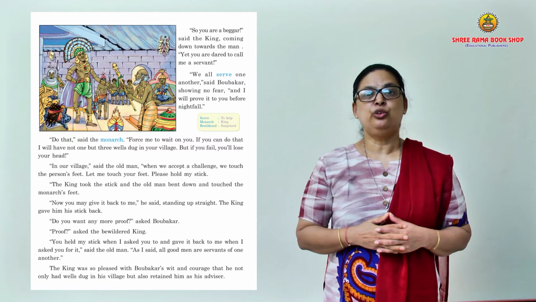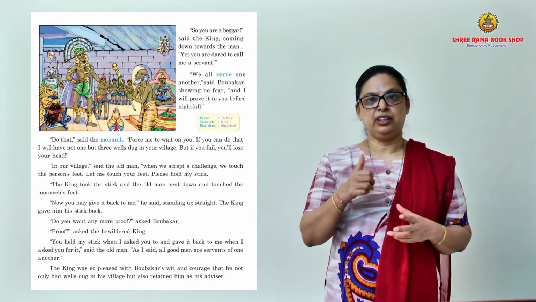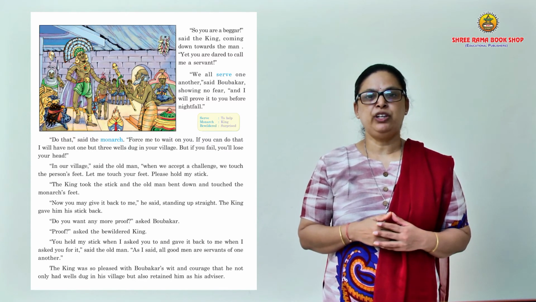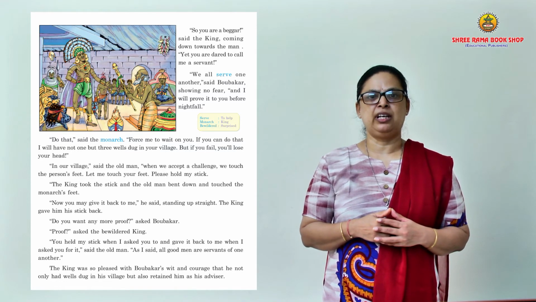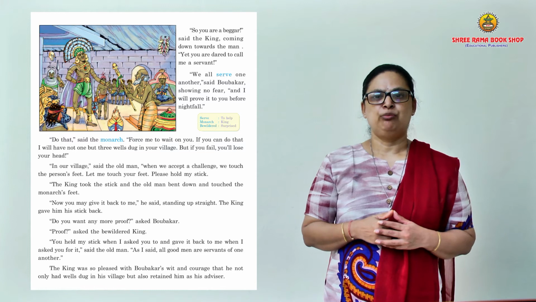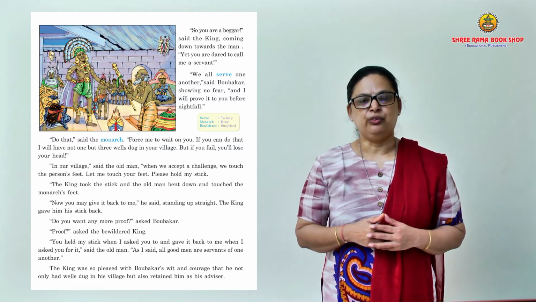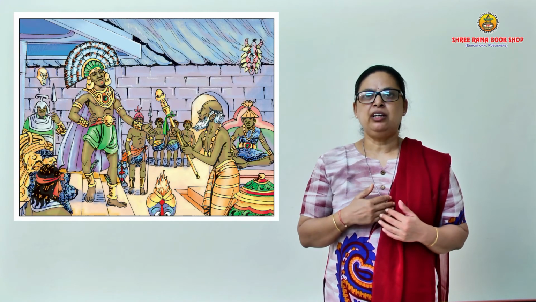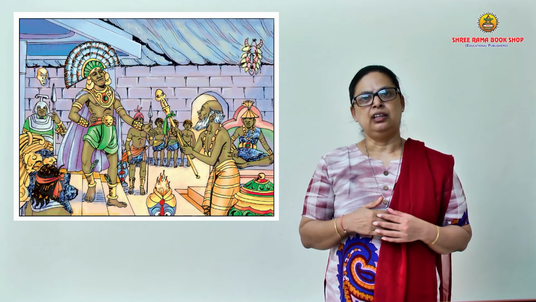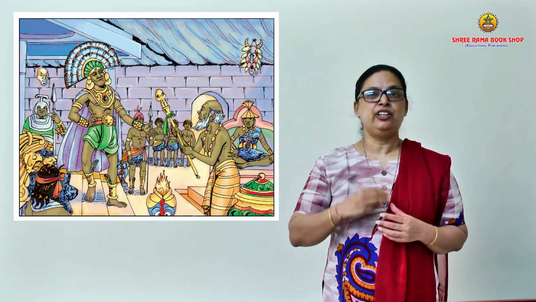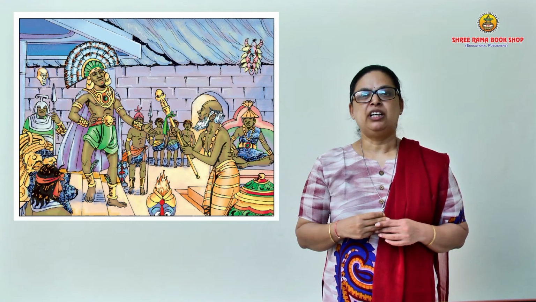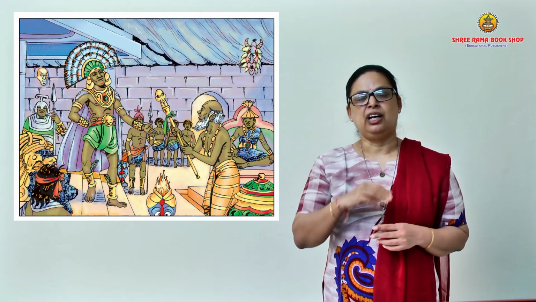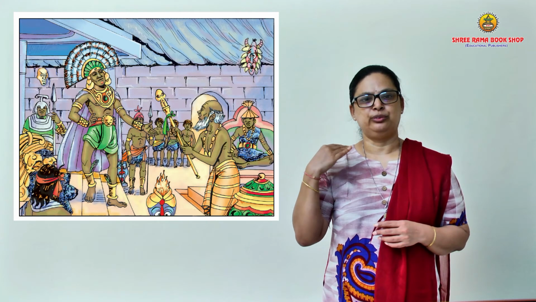And he said, "Do that. Okay, don't forget to prove that. Force me to wait on you. If you can do that, I will have not one, but three wells dug in your village. But if you fail, you will lose your head." So what did he say? If you are going to prove that all men are servants of each other, then I will dig three wells in your village. But if you fail to do it, I will kill you.